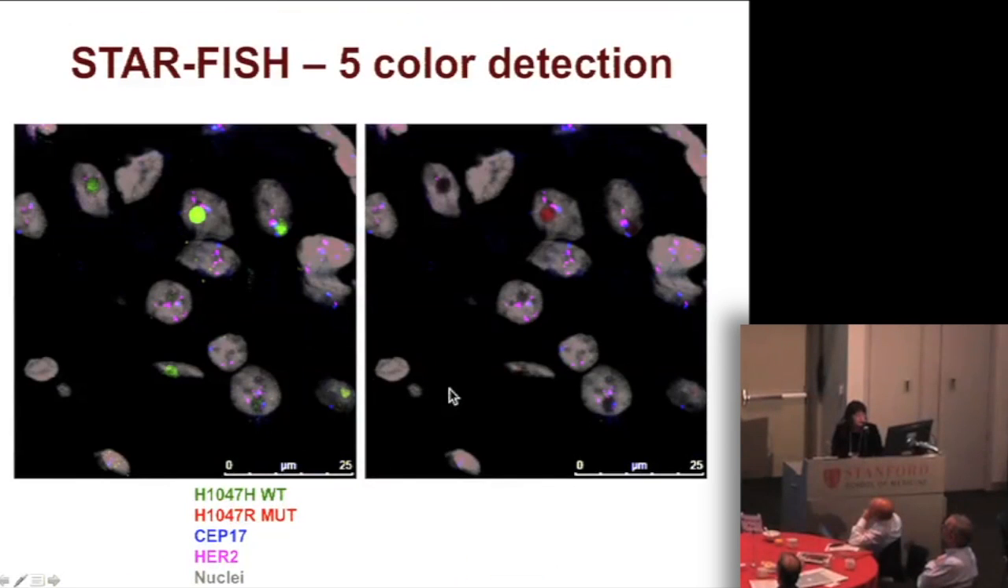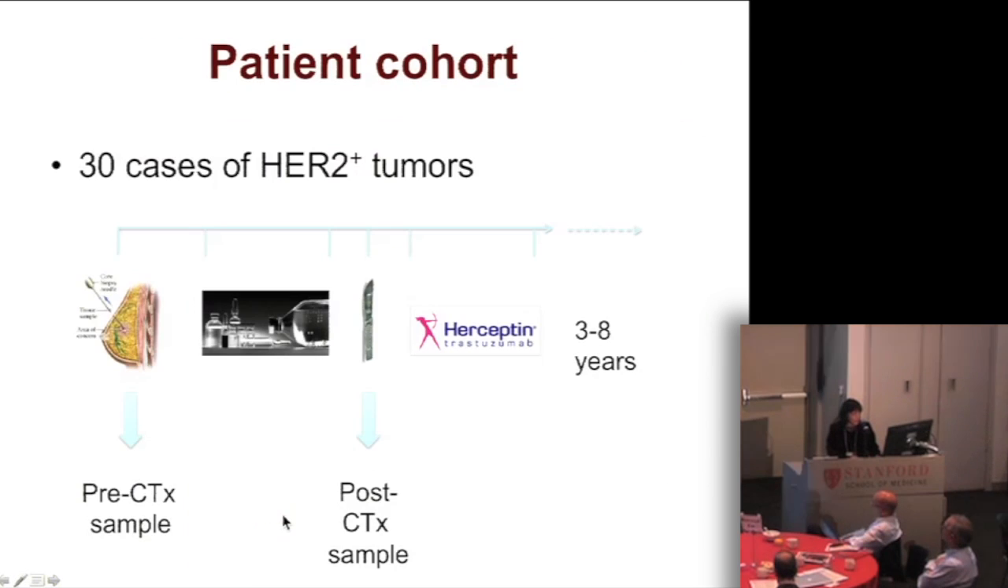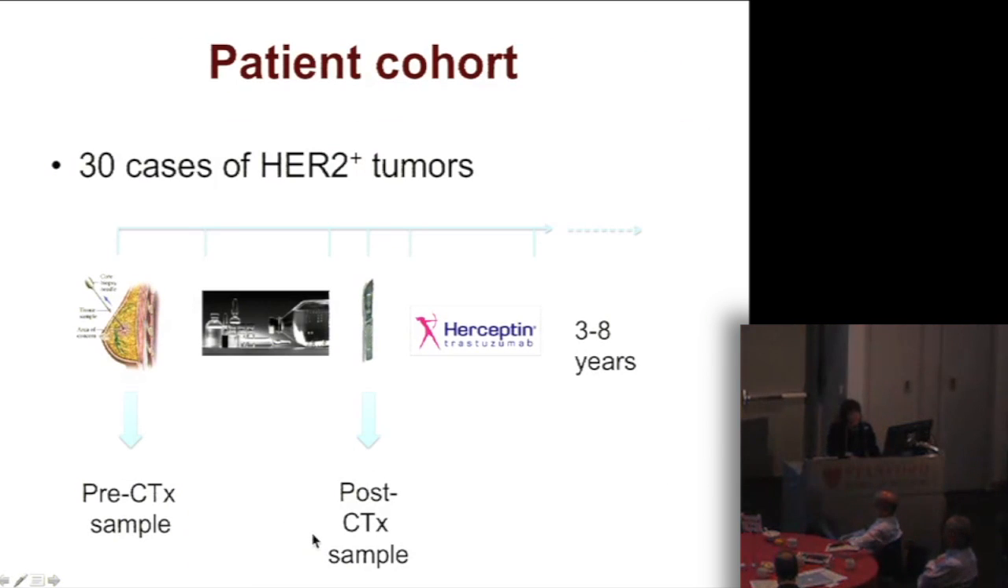This is just an example. So we developed this technique for combined detection of PI3 kinase mutation, the 1047, it's actually H1047R mutation, which is the most common mutation in breast cancer, and combined it with HER2 because these two mutations frequently co-occur, and actually PI3 kinase mutation has been implicated in resistance to HER2-targeted therapies. So we thought that this is a good combination to detect. So we applied this technique to a cohort of 30 patients. Again, this was a neoadjuvant therapy. We had pre-treatment diagnostic samples, biopsies.